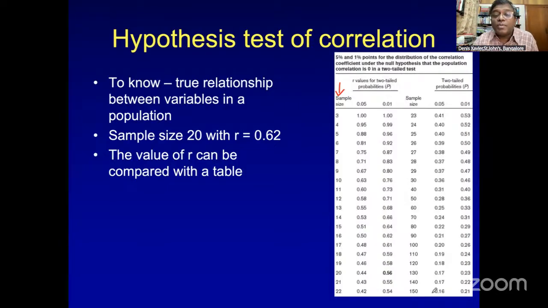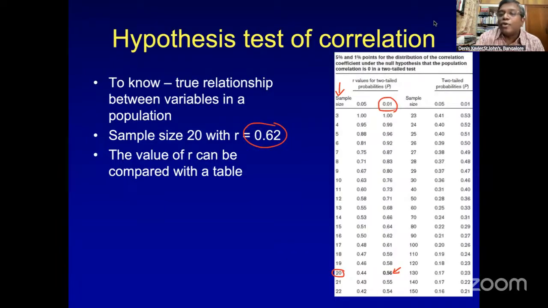So what is our sample size? Our sample size is 20, correct? And what is the answer we got? Sample size 20, R is 0.62. 0.62 is even beyond 0.56. So the p-value is less than 0.01. Got it? As simple as that.